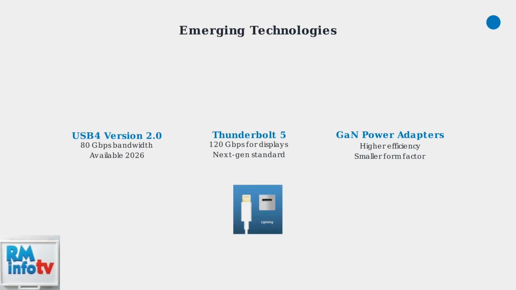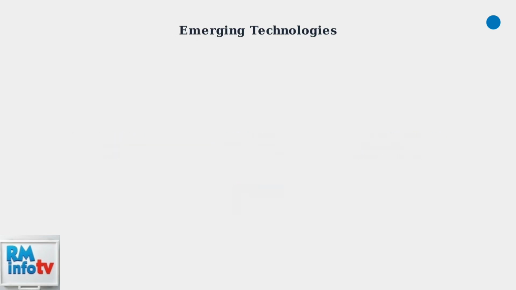USB4 version 2.0 will deliver 80 gigabits per second bandwidth by 2026, while Thunderbolt 5 offers 120 gigabits per second for displays. GaN power adapters provide more efficient power delivery in smaller form factors.